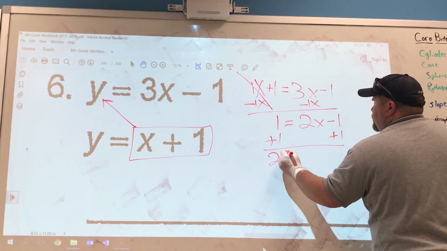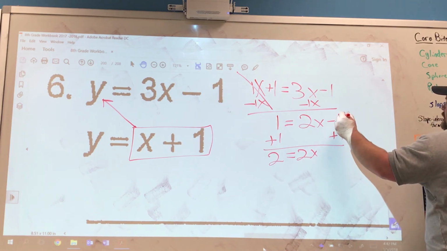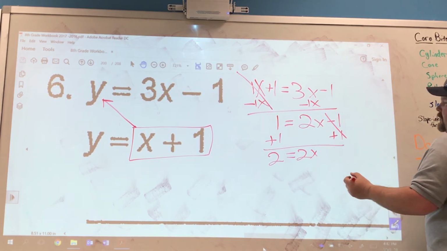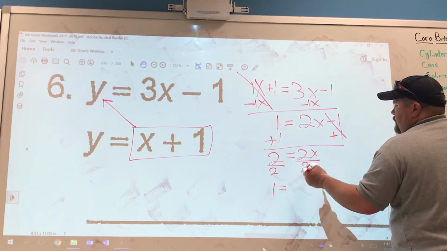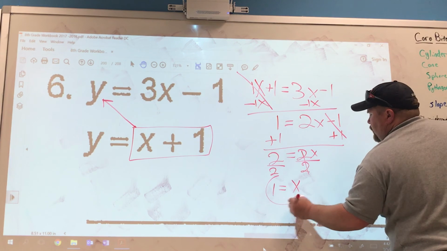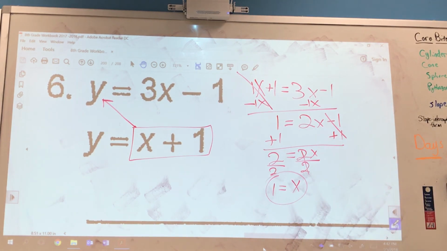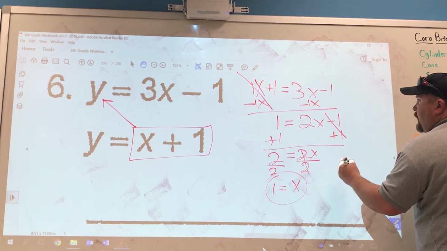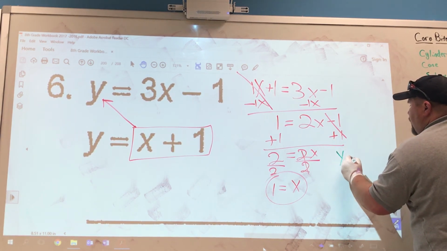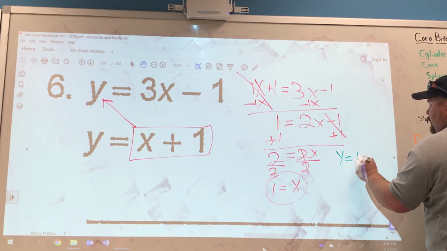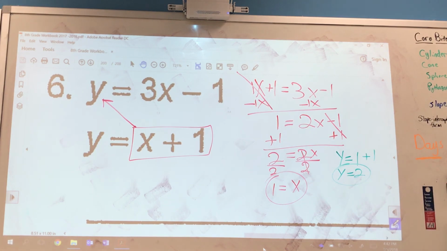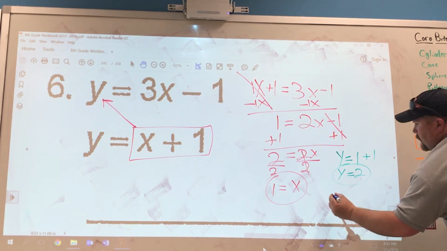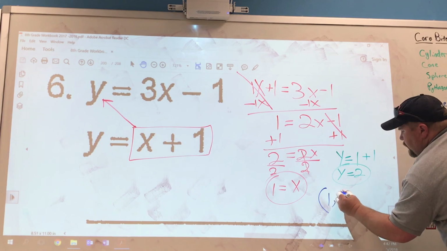And so I get 2 equals 2x. The 1's, they simply cancel each other out. So the last step is to divide both sides by 2. 2 divided by 2 is 1. Those 2 cancel out. I'm left with 1 equals x. And then the last step would be to solve for y, so I'll just use the bottom equation. y equals 1 plus 1, so y equals 2. So now I have my x and my y value. So the final answer to this is 1, 2.